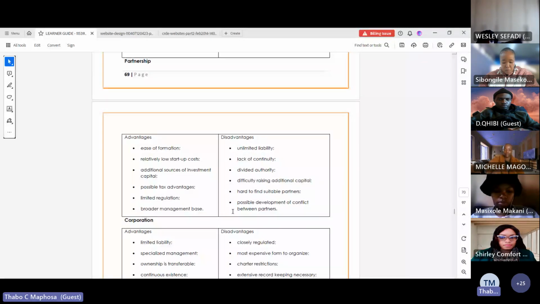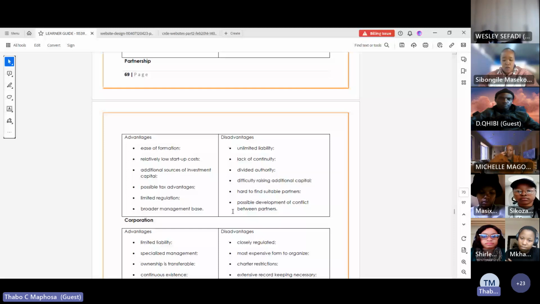Relatively low startup cost, almost the same as a sole proprietorship, because remember, it's two individuals coming together here, pooling resources to start up, so they don't really need a lot of capital. But now the advantage is that because it's two or more people coming in together, there are even more sources of investment capital, there's more money that can come in, because of the involvement of the many other people that you have.